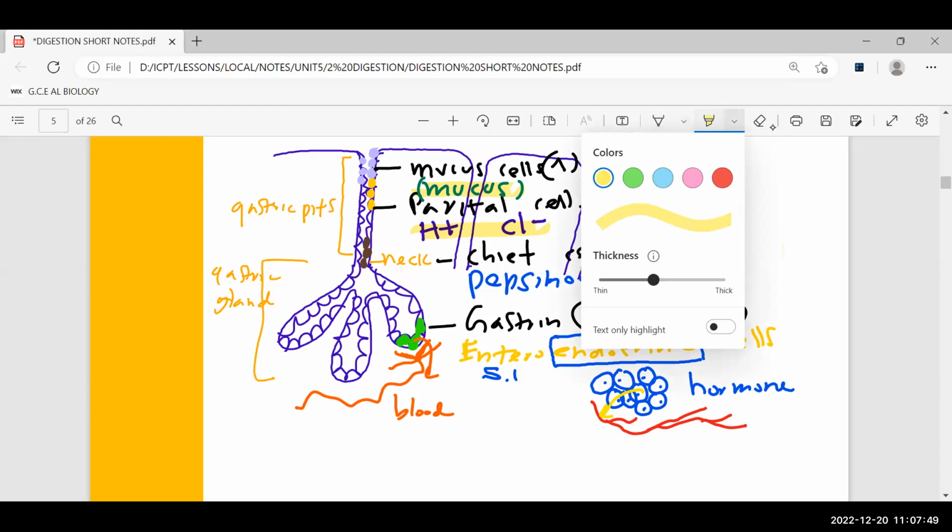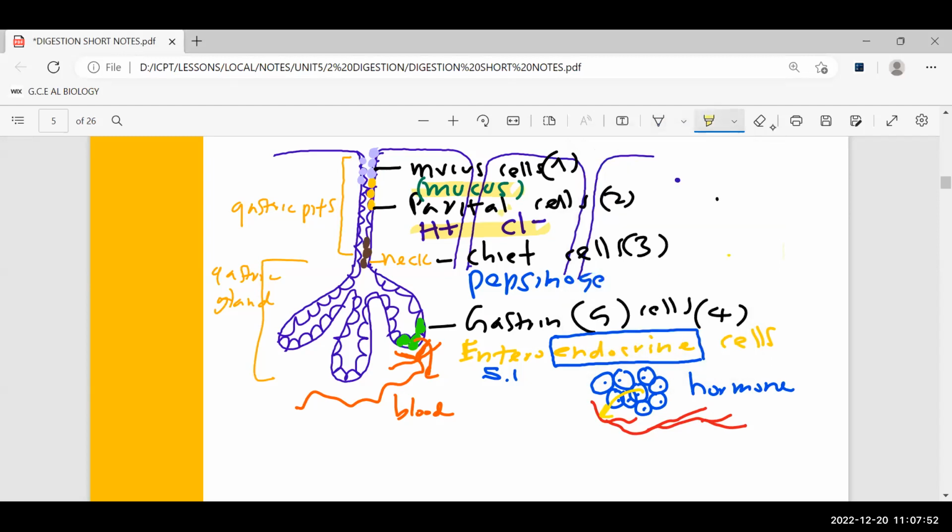Mucus cells produce mucus, parietal cells secrete hydrogen and chloride ions, chief cells secrete pepsinogen. Pepsinogen is an enzyme, and then G cells secrete gastrin. Gastrin is a hormone.